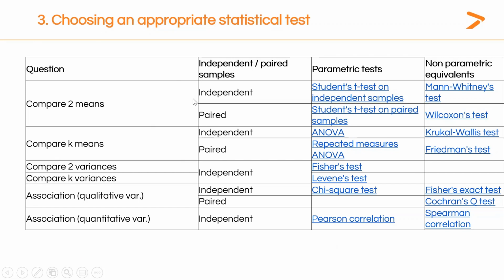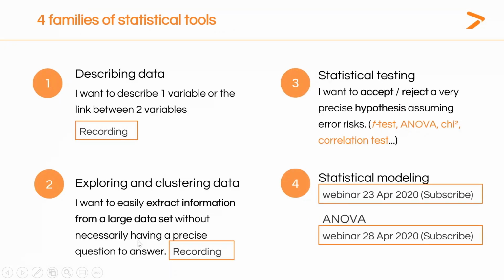So this is the guide I had shown you before. There's a specific test here, the ANOVA, which is a statistical model also, that we'll be investigating in the webinar after the upcoming one, so next week on Tuesday. ANOVA allows to compare several means. So it's a generalization in some way of Student's t-tests for two samples.